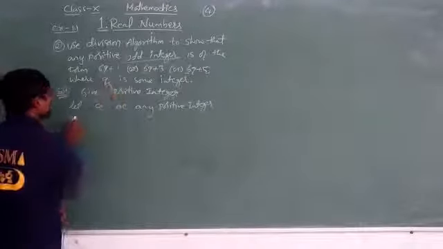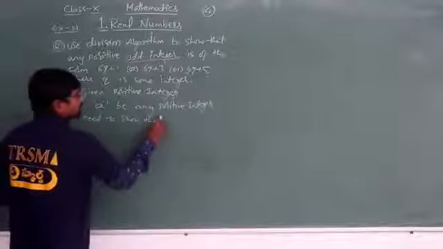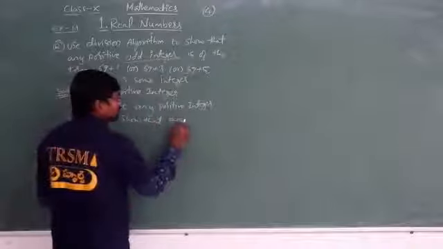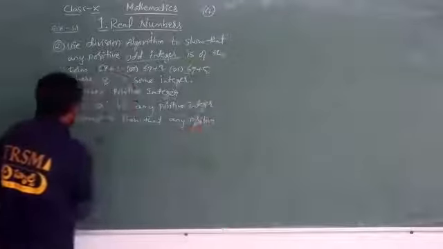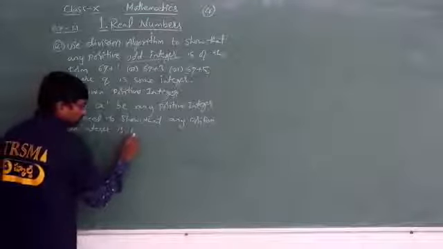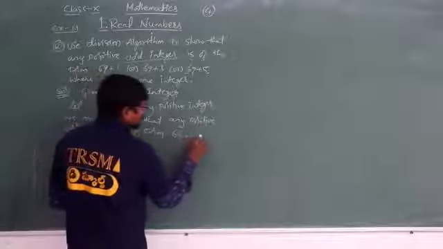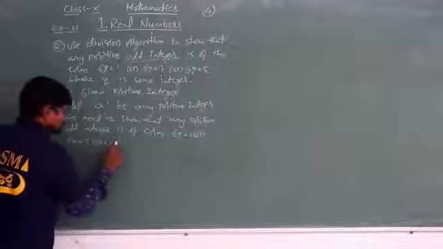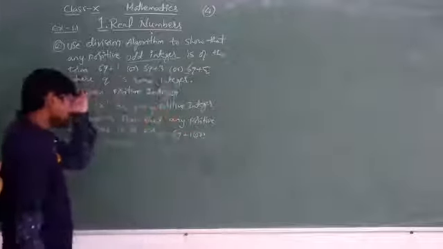What he asked, we need to show that any positive odd integer is of the form 6q plus 1 or 6q plus 3 or 6q plus 5, where q is some integer. So this condition we have to do.